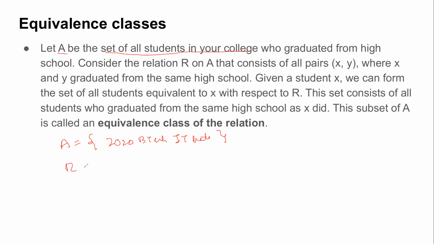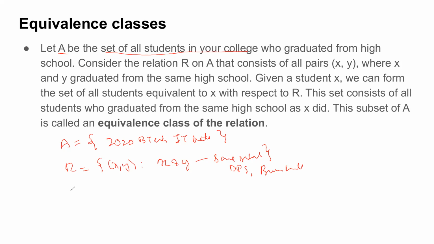Now, let R be a relation on this A, which consists of all the pairs XY, where X and Y have graduated from the same school. So XY such that X and Y have graduated from the same school. Suppose DPS is the same school, or all possible schools. I'll pick some schools, say DPS, I'll pick Burnhall, and so many other schools, but I'm not tagging them together. In general, I put two students here if they have graduated from the same high school, right?